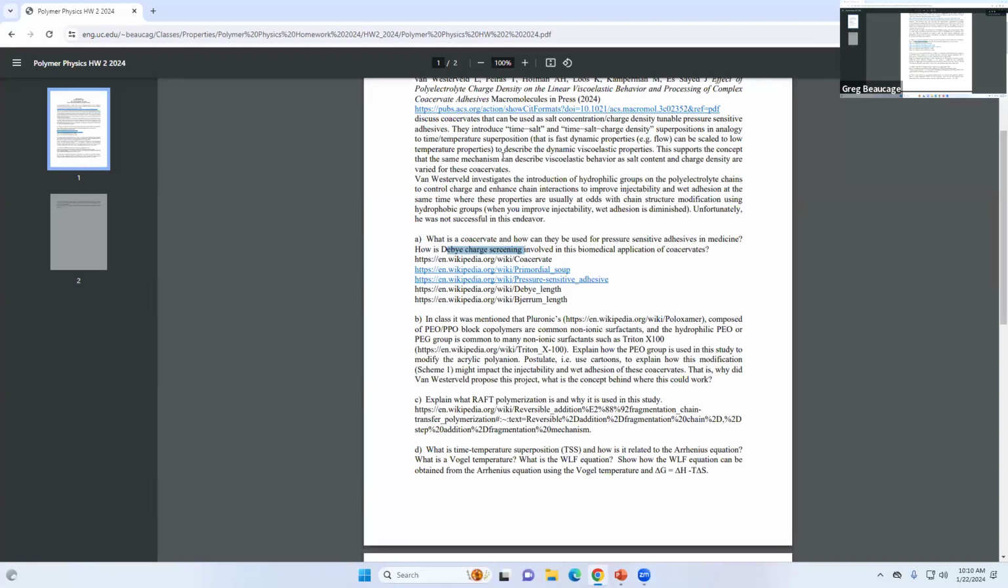So then you can inject that. And then when it gets into the body, it's at a much lower salt. So the train station empties out. They get on the trains, and then you can see the little kid over there. That's the idea: the screening goes with one over the square root of the concentration.